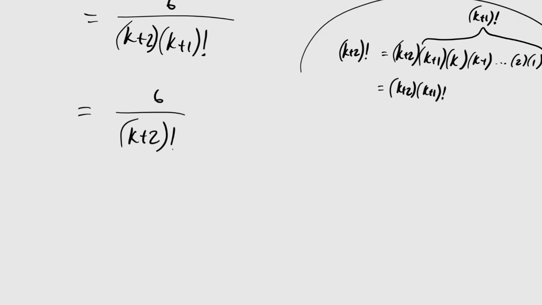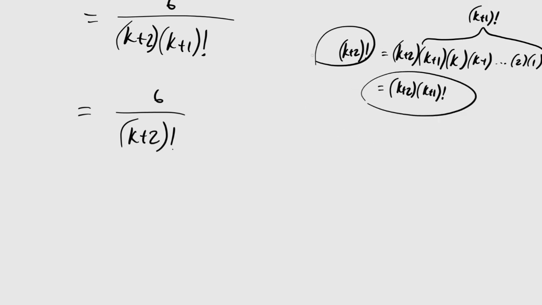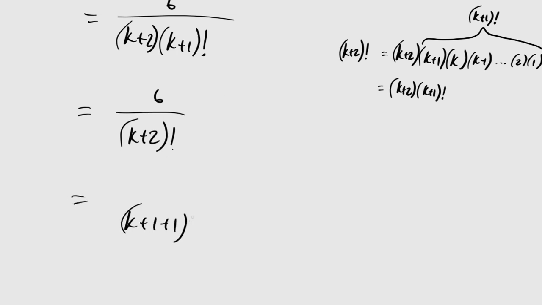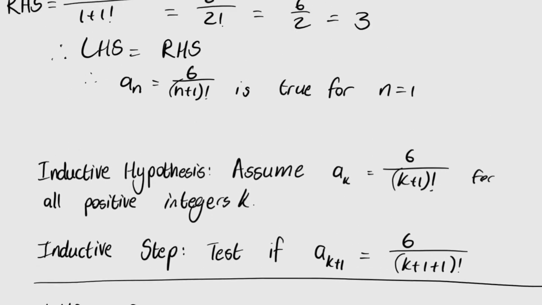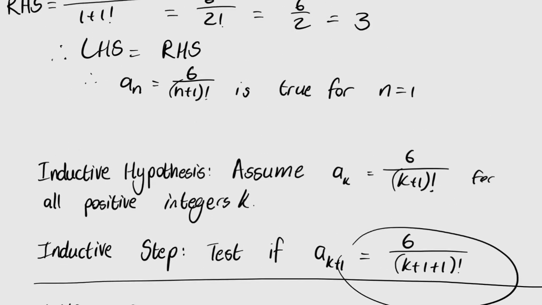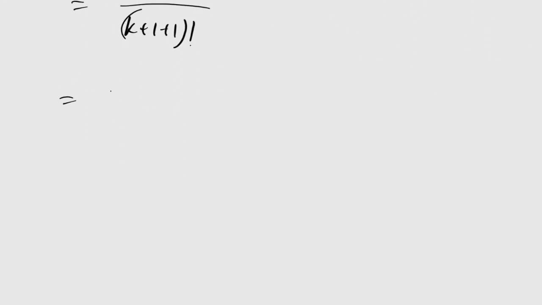Because of this explanation here, that this is equal to this, we can say that this is equal to this. That's equal to k plus 1 plus 1, because we want to get it in the original form that we're trying to prove, and that's equal to the right hand side. Therefore, a_(k+1) is equal to 6 over (k plus 1 plus 1) factorial.